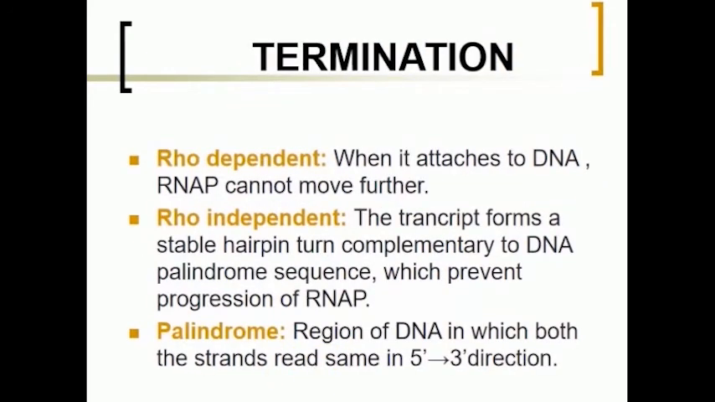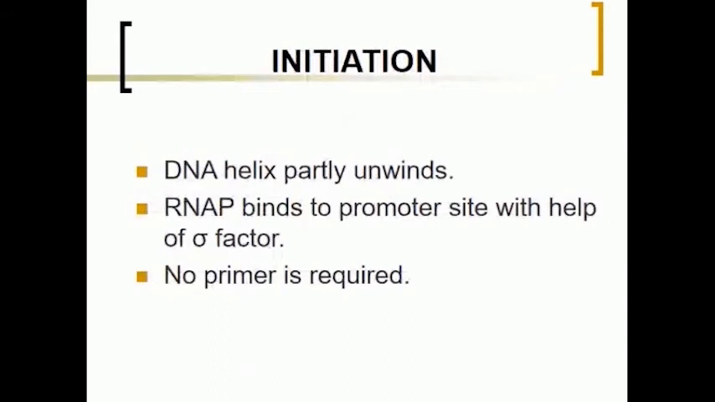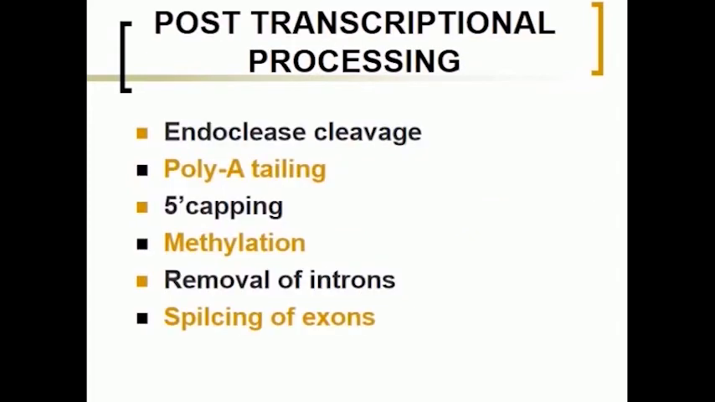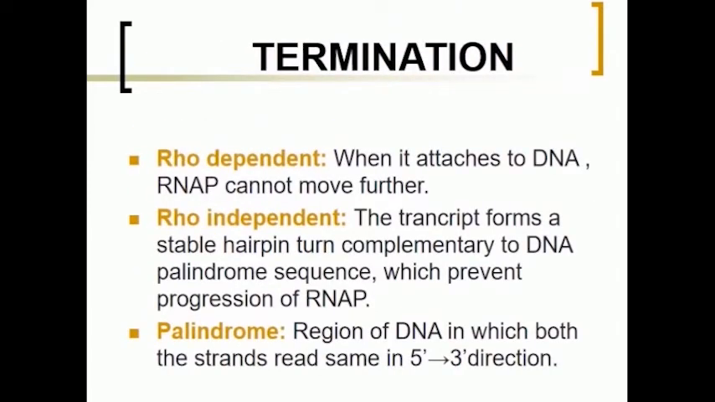Next one is termination. So we have seen that there is a factor called the sigma factor, which is needed for the initiation. Did I tell rho in the initiation? Sorry, I made a mistake. Sigma factor. This factor is called a sigma factor. Whereas for termination, we need another factor called the rho factor. Termination takes place by two mechanisms: rho dependent mechanism and rho independent mechanism.